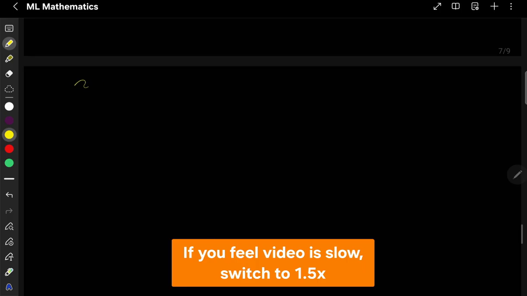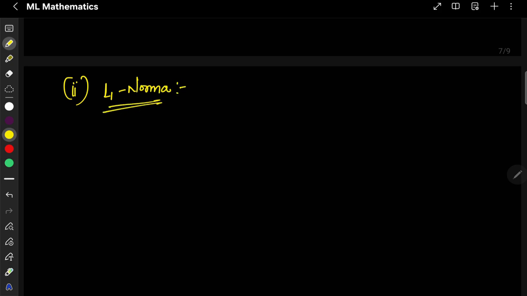L2 normalization and L1 normalization. So I'm saying L1 normalization. When it comes to L1 normalization, we also mostly call it Manhattan distance. I hope you guys already heard about these kind of terms: Manhattan, Euclidean. Those are some mathematicians' names, and we will be figuring out what it actually means.